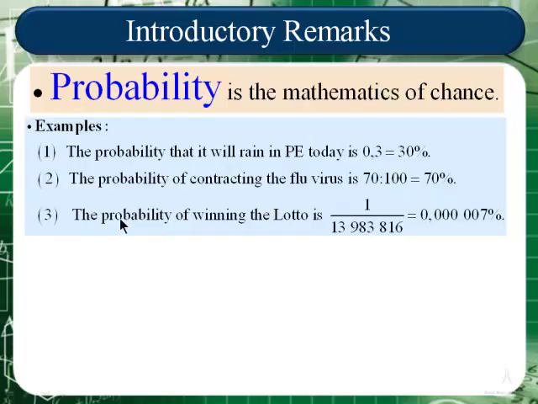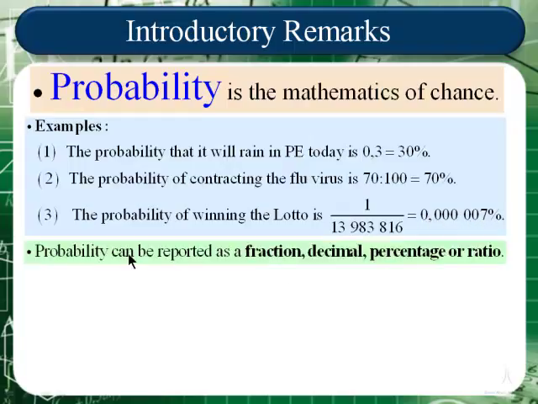And thirdly, the probability of winning the lotto is about 1 over nearly 14 million, or as a percentage, 0,507%. Probability can thus be reported as a fraction, a decimal, a percentage, or a ratio.